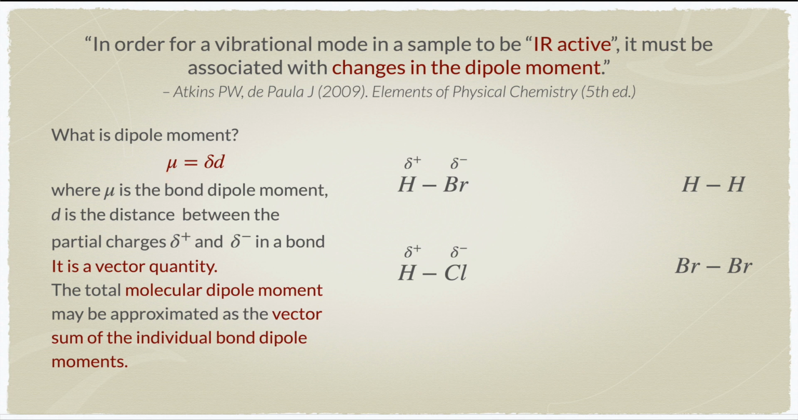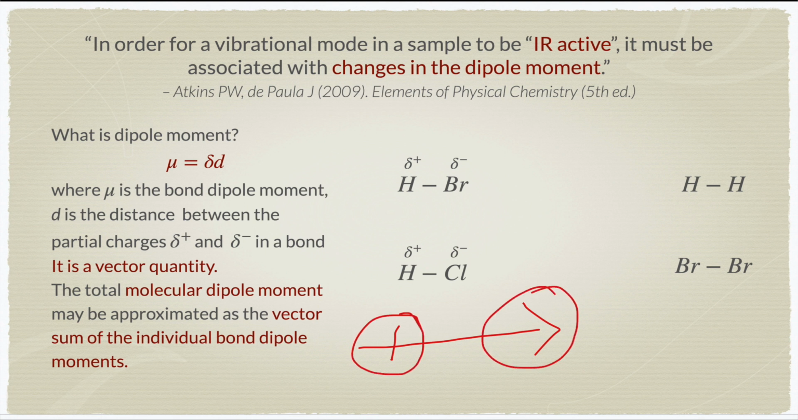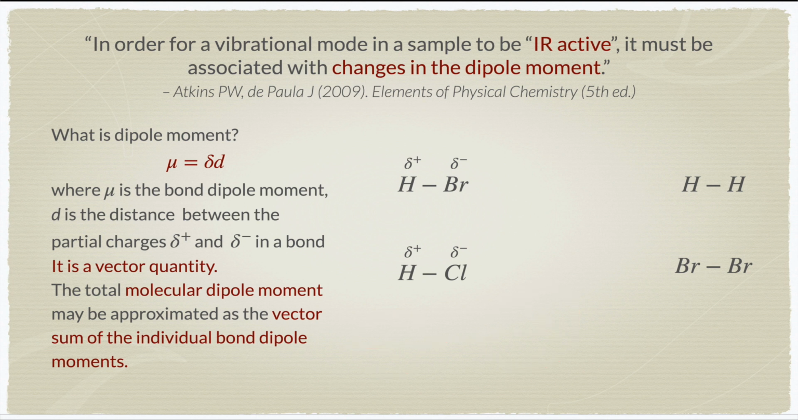Now it is a vector quantity, and because it is a vector quantity, by convention it is always represented in the form of an arrow starting with a plus, like this. This plus is for the positive end, and the arrow goes into the negative end. So the dipole moment of these two molecules can be represented as such.